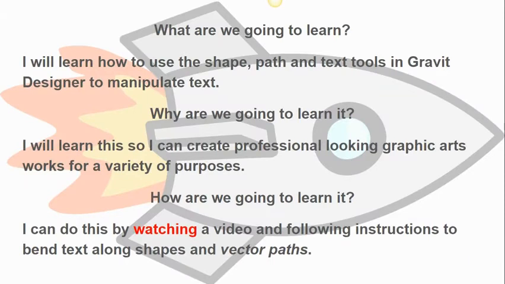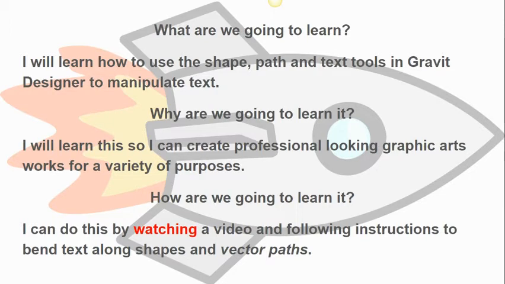What are you going to learn specifically? You are going to learn to use the shape, path, and text tools in Gravit Designer to manipulate text. By manipulate text, I mean change its shape or change the shape of the path that the text follows. You will learn this so you can create professional-looking graphic arts works for a variety of purposes.